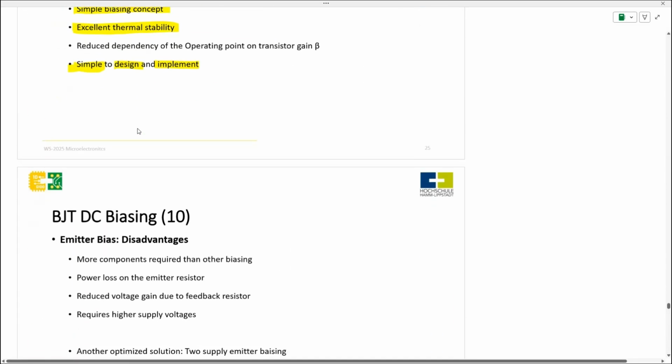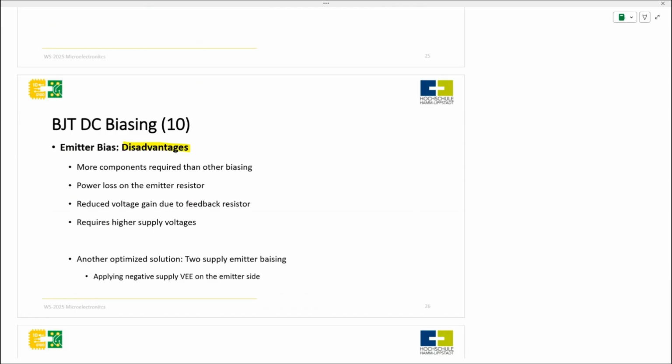And of course, there are disadvantages. There are many disadvantages here. Even though there are a lot of mistakes, I believe, but it's okay. So we have more components than the other biasing. We have a power loss on the emitter resistor, maybe negligible. And there is a reduced voltage gain due to the feedback resistor, and it requires higher supply voltages.